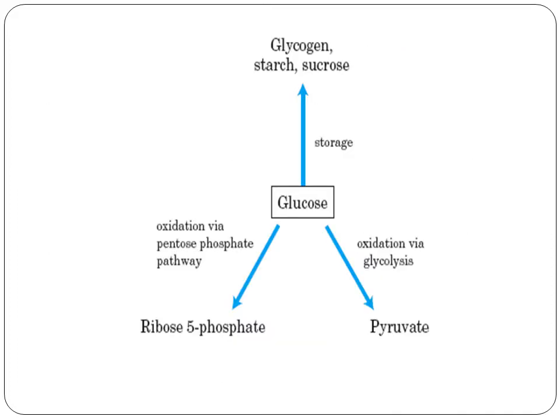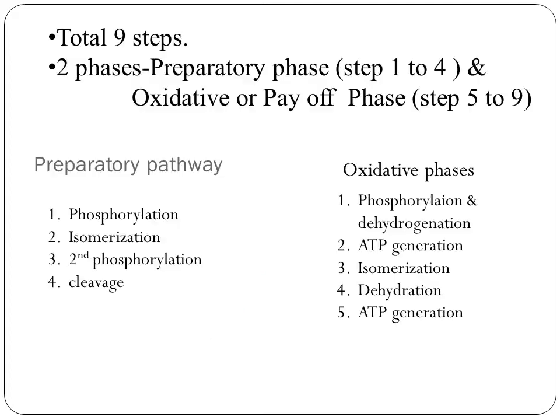It is found both in prokaryotes and eukaryotes. Now, glucose is stored in the form of glycogen, starch and sucrose, and glucose via pentose phosphate pathway can give rise to ribose 5-phosphate, and glucose, if in presence of oxygen, goes through oxidation via glycolysis to form pyruvate. We will focus on the process of glycolysis, which means from glucose we are going to form pyruvate.